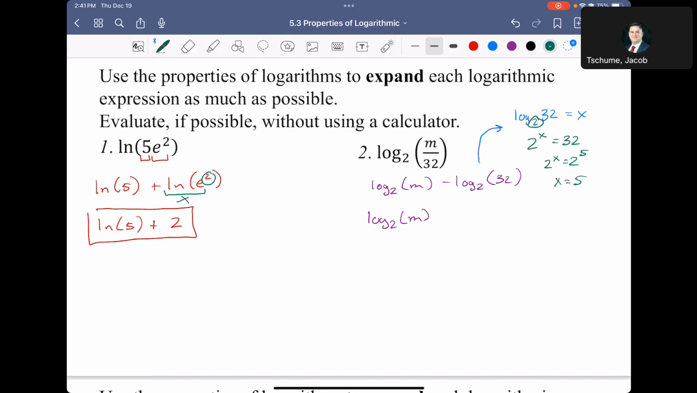Since that is the value of this logarithm, when I come back to my purple and write my final answer, I can replace log base 2 of 32 with its exact value, which is 5. And that would be as far as you can go with the simplification of number 2.